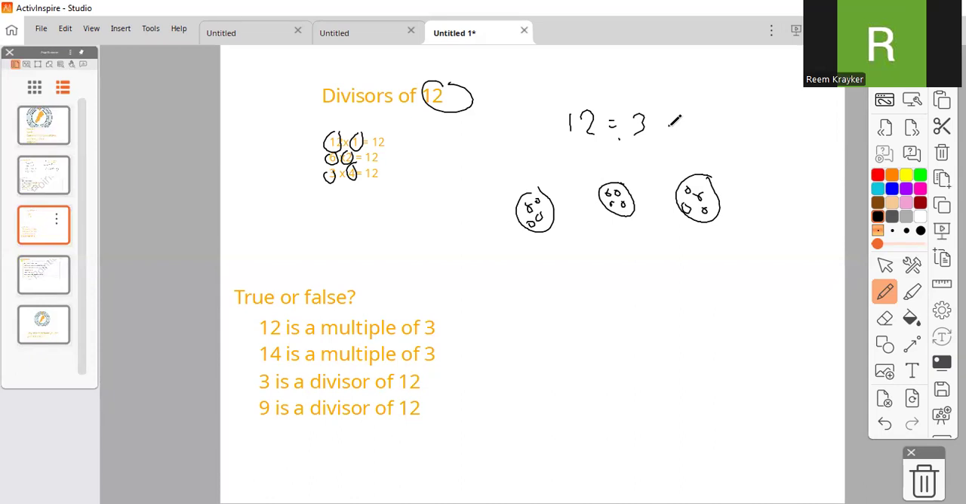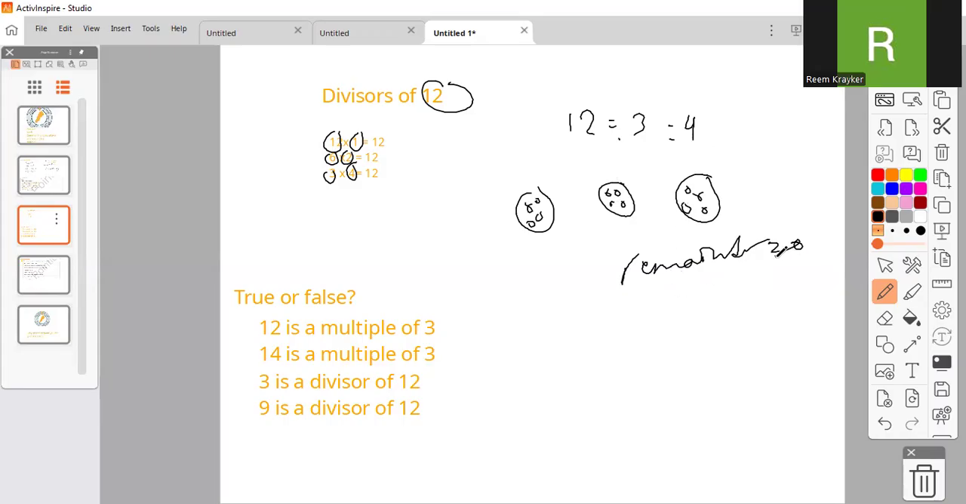Each student took how many candies? 4 candies. Do I have any remainder here? I don't have any remainder. The remainder is 0. Remainder means الباقي. It means that 3 is a divisor of 12. Why is 3 a divisor of 12? Because if you divide 12 by 3, you will get an answer, a quotient, without remainder.